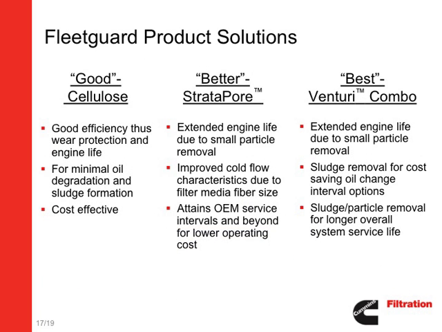So, let's compare the types of lube filters. First, there are cellulose filters. They provide good protection. Cellulose has good efficiency, which provides wear protection and lengthens engine life. These filters are appropriate for applications with minimal oil degradation and sludge formation and are very cost-effective. For better protection, there are Stratapore filters. These filters provide extended engine life and have superior small particle removal capability. They also have improved cold flow characteristics due to the filter media fiber size. Stratapore filters attain OEM service intervals and beyond for lower operating costs.